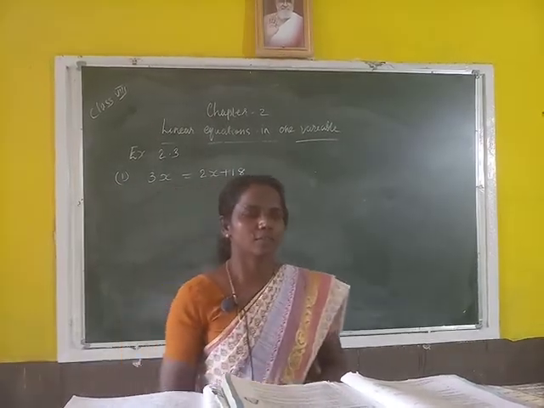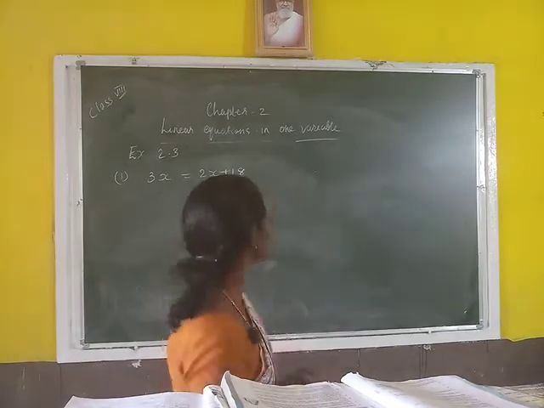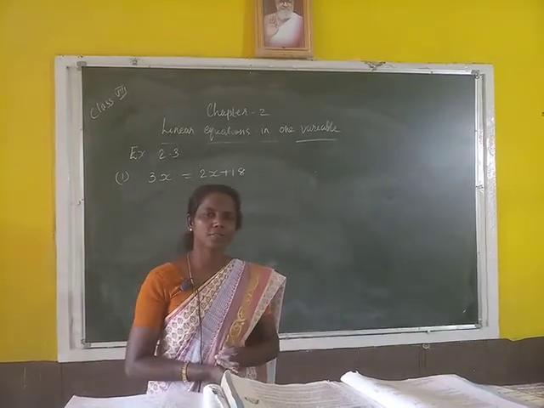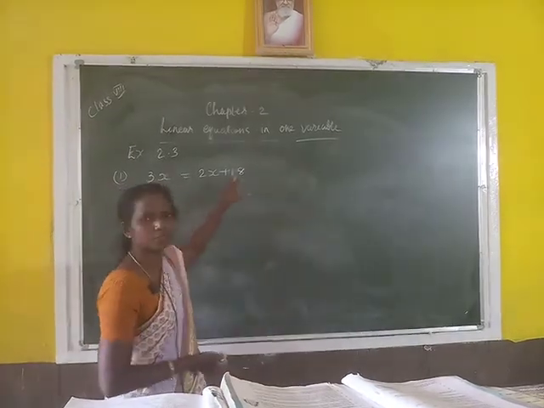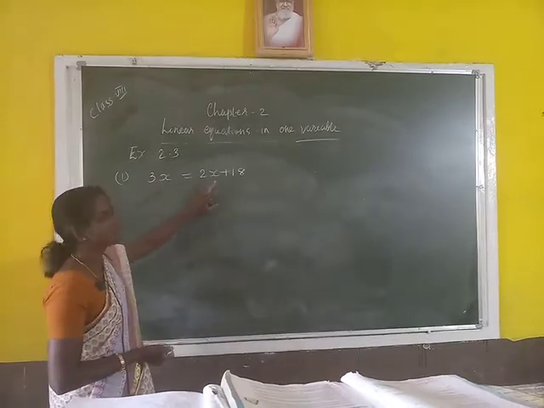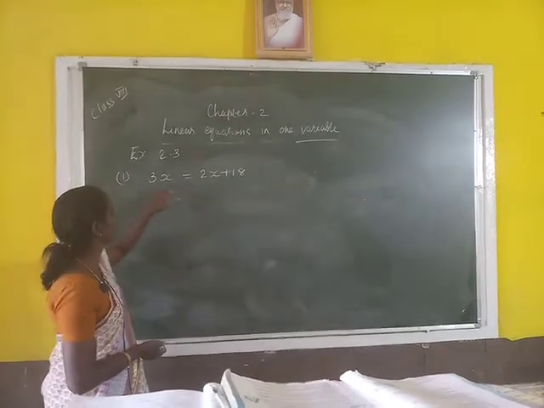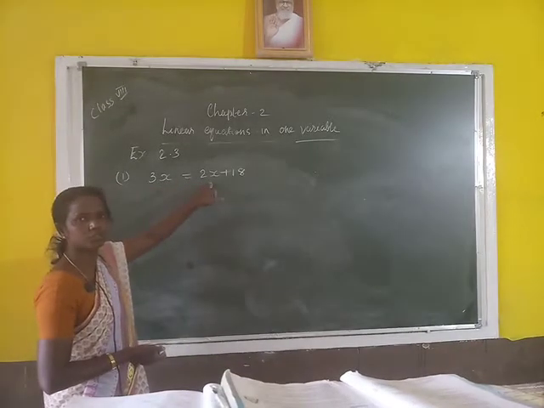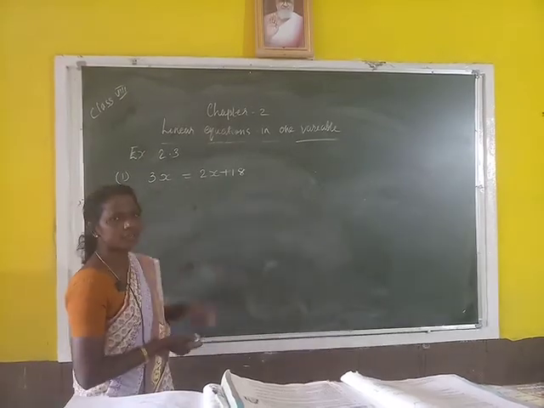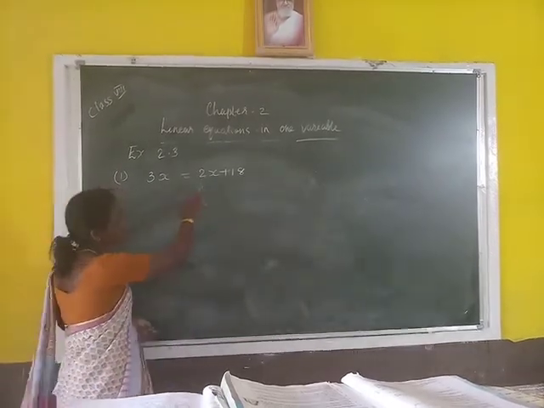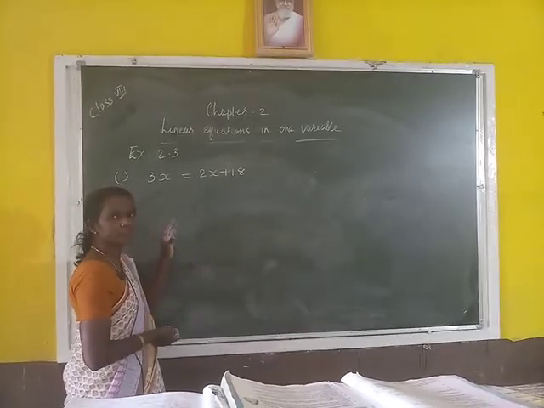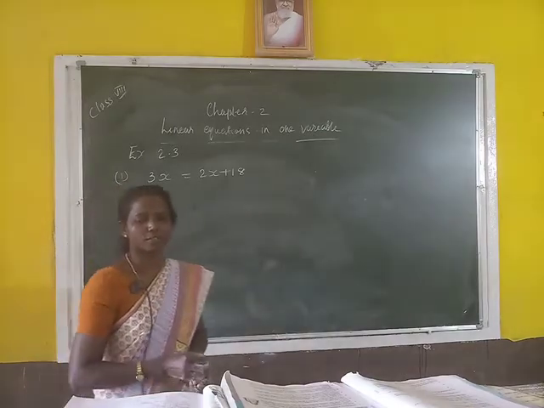The next exercise, 2.3, the first question: 3x is equal to 2x plus 80. Find the solution of this equation and check your result. Look at this equation: on both sides of the equal sign there is a variable, 3x and also 2x. So first we write the variables on one side and the constants on the other side.